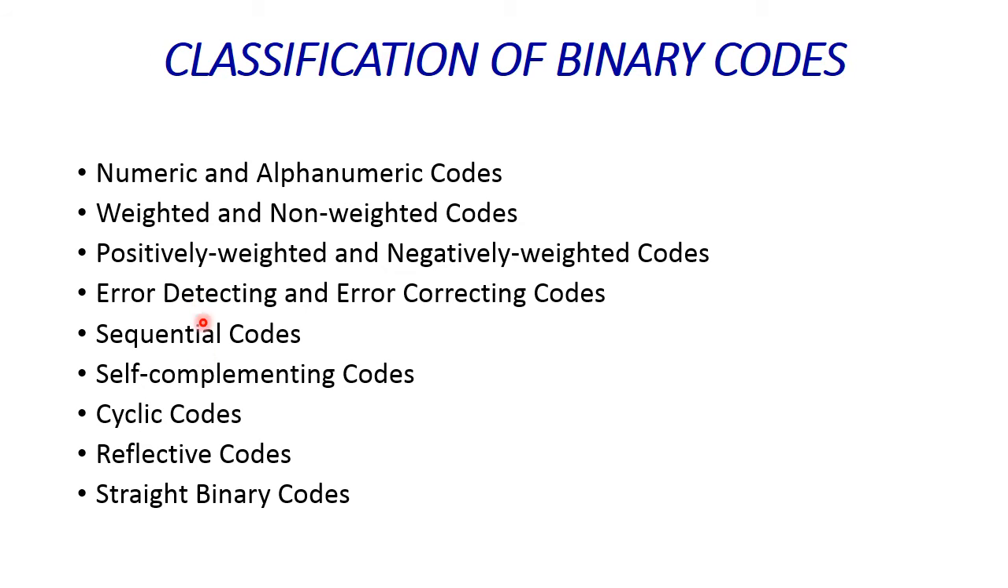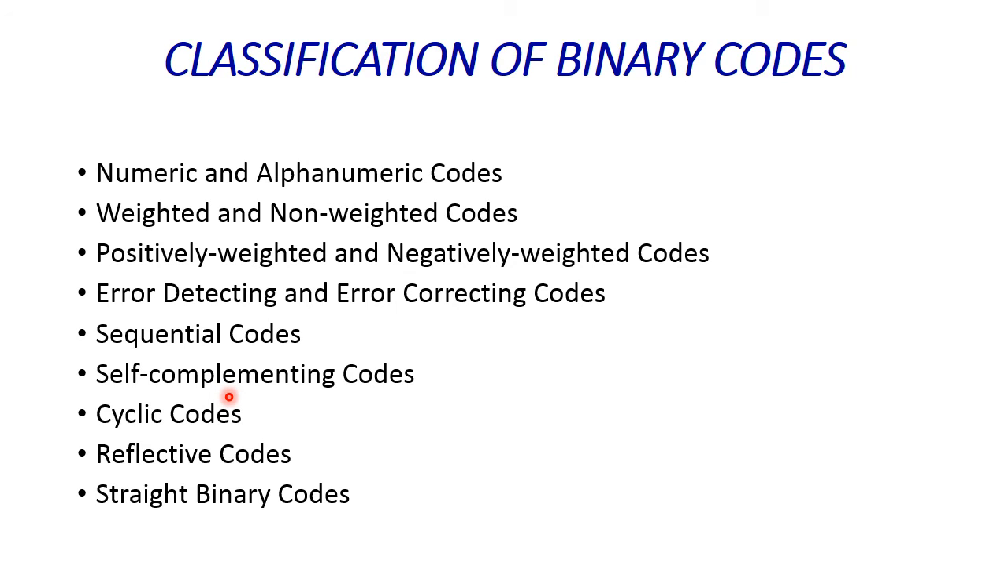Now the next one is sequential codes. A sequential code is one in which each succeeding code word is one binary number greater than its preceding code word. Such a code facilitates mathematical manipulation of data. The 8421 and XS3 codes are sequential codes. The codes 5211, 2421, 642-3 are not sequential codes.